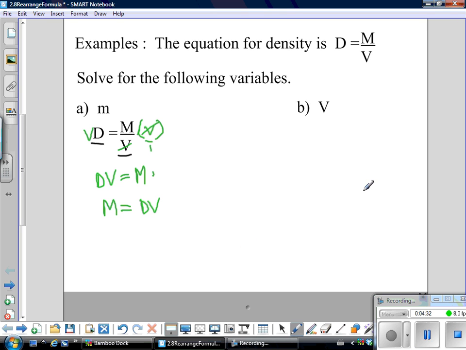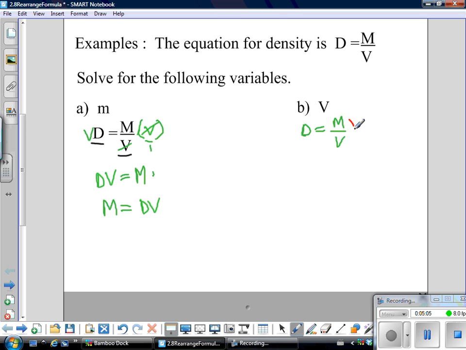Now the next one says solve for V. So this time again, I'm going to start with the original equation, which was D equals M over V. And this one's a little bit harder because V in this case is in the denominator. So I need to somehow get it in the numerator position. Now, one thing I can do, just like the last question, is I could multiply both sides by the V.